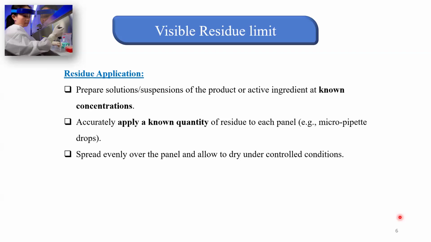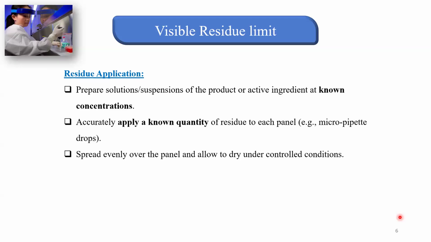After preparation of the test panels, the next step in the VRS study is residue application. First, solutions or suspensions of the selected product or active ingredients are prepared at known and controlled concentrations. This ensures that the exact amount of the residue applied to the surface is scientifically traceable. Next, a known quantity of the residue is applied to each panel, and this is usually done using a micro pipette so that very small and precise volumes can be deposited on the surface.